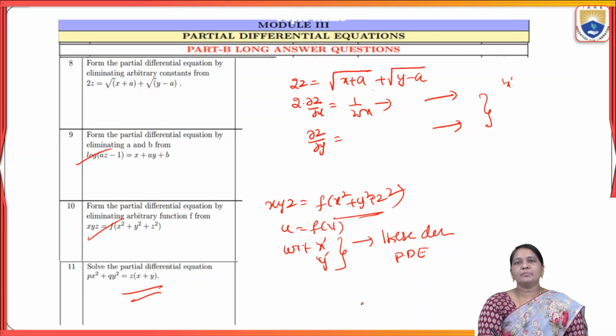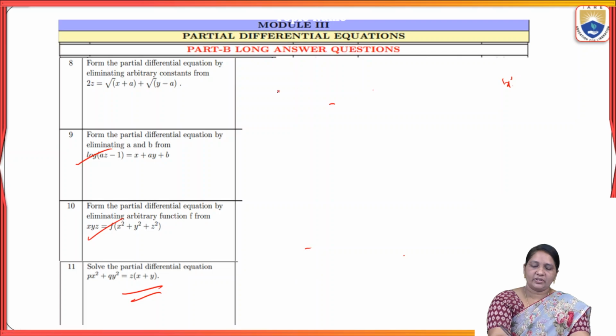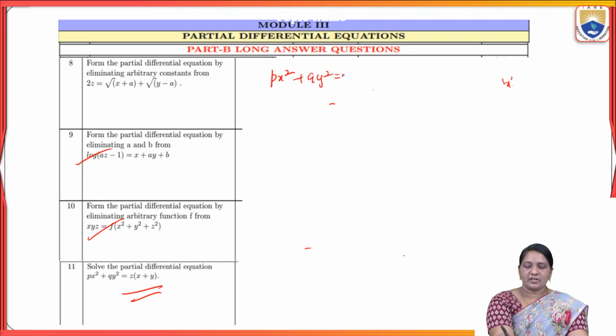See the 11th problem. Solve the partial differential equation: px² + qy² equal to z(x + y). How to solve this question, we are going to discuss now. The 11th one: p into x² plus q into y² equal to z into (x + y).